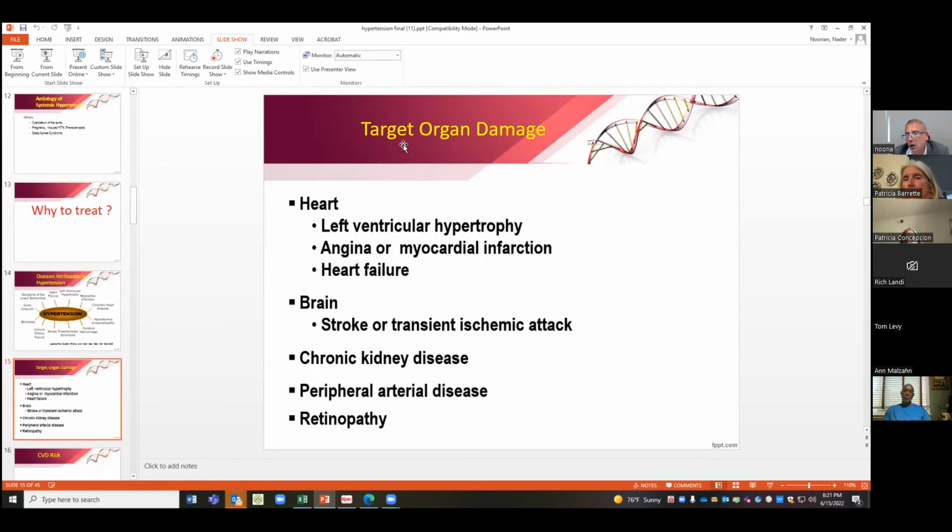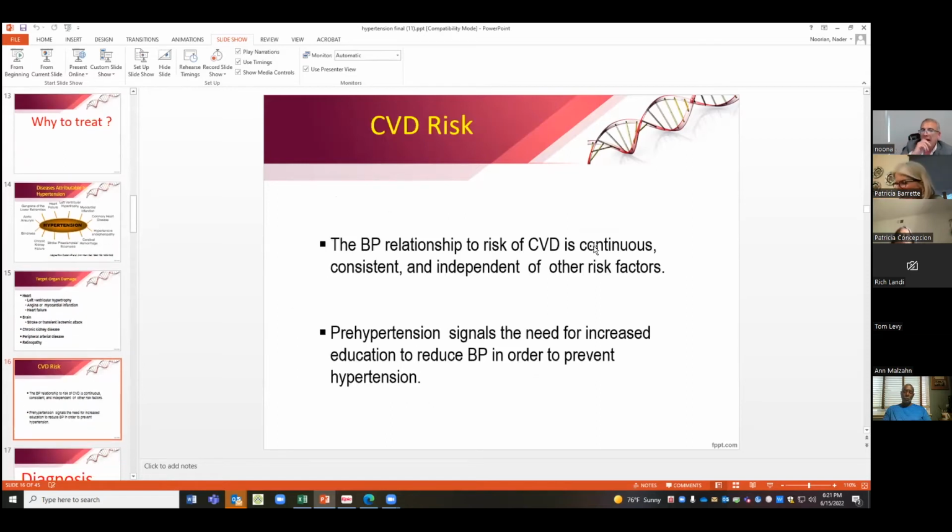So again, these are the target organ damage that we look at: the heart, left ventricular hypertrophy; the brain, of course, the stroke, TIAs; and then kidney disease, peripheral vascular disease, retinopathy. So very important aspects, very important things. Blood pressure is an independent risk factor for cardiovascular disease. Okay, regardless of the other risk factors, diabetes, family history, high cholesterol, smoking, obesity, lack of activity, everything else, blood pressure by itself has a direct relationship to cardiovascular disease. Prehypertension is the phase that we really need to pay attention to, because even though the amount of damage is not substantial, it is giving us a heads up about what's coming as far as hypertension. So we need to be very aggressive as far as prehypertension is concerned.